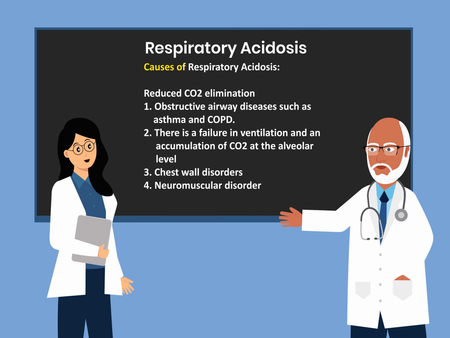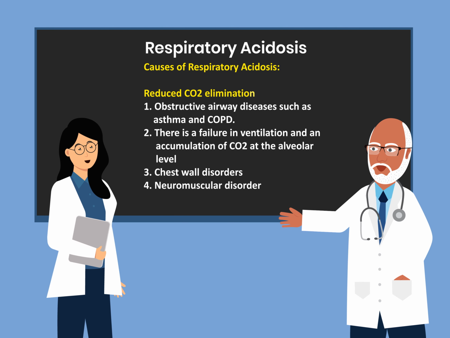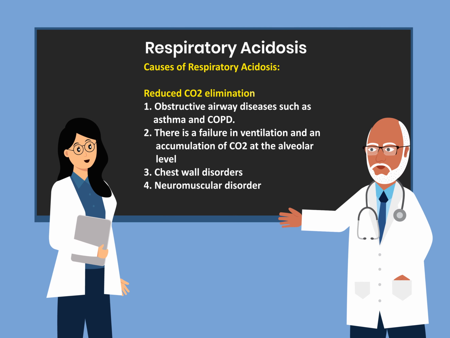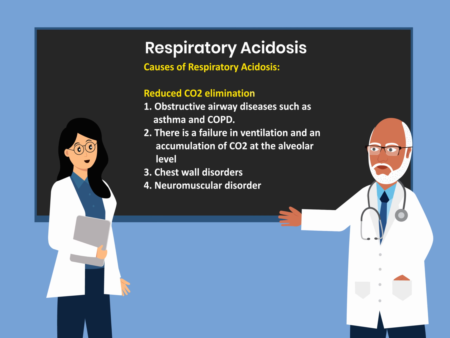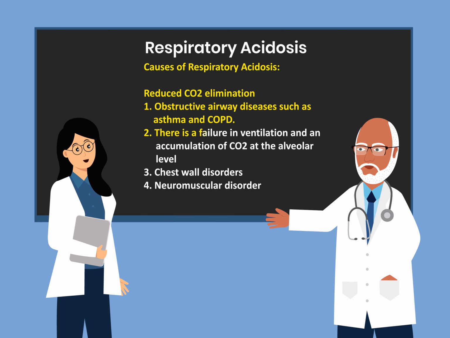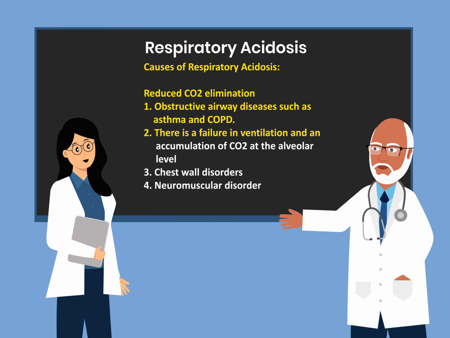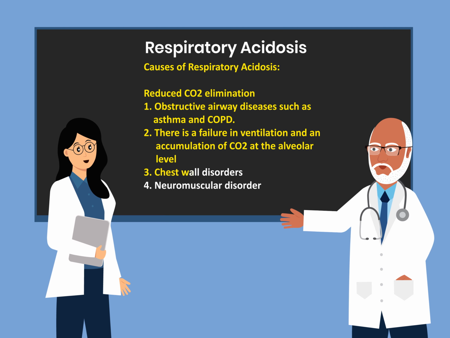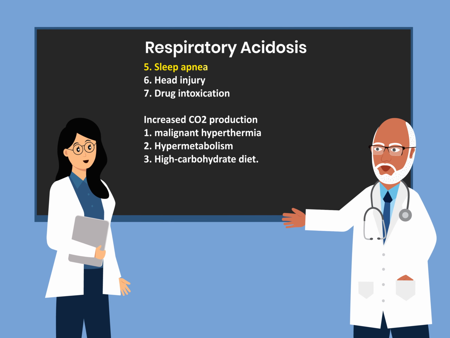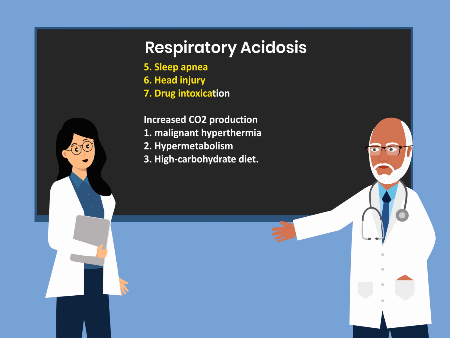What are the causes of respiratory acidosis? There are two categorical causes. The first one is reduced CO2 elimination, and the second is increased CO2 production. In terms of reduced CO2 elimination, it might be a result of obstructive airway diseases such as asthma and COPD, or there may be a failure in ventilation and an accumulation of CO2 at the alveolar level, or there may be chest wall disorders, neuromuscular disorders, sleep apnea, head injury, or drug intoxication.